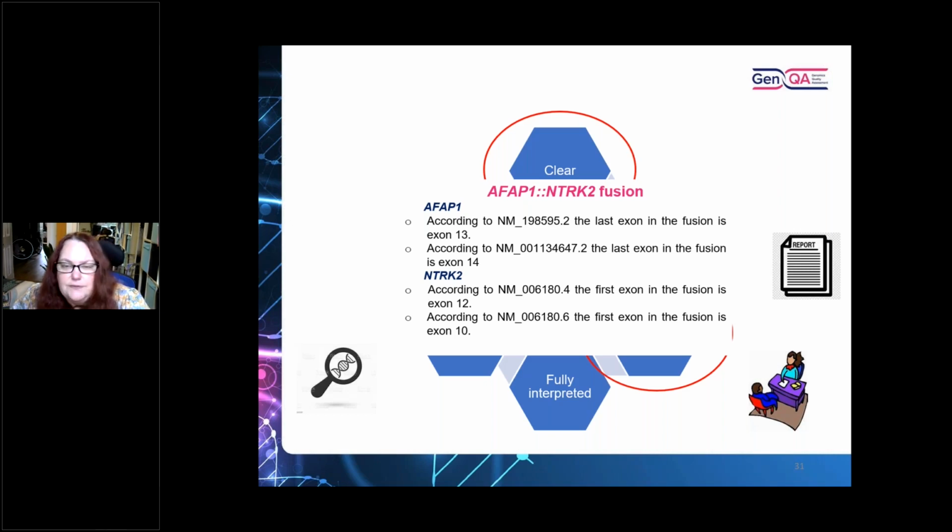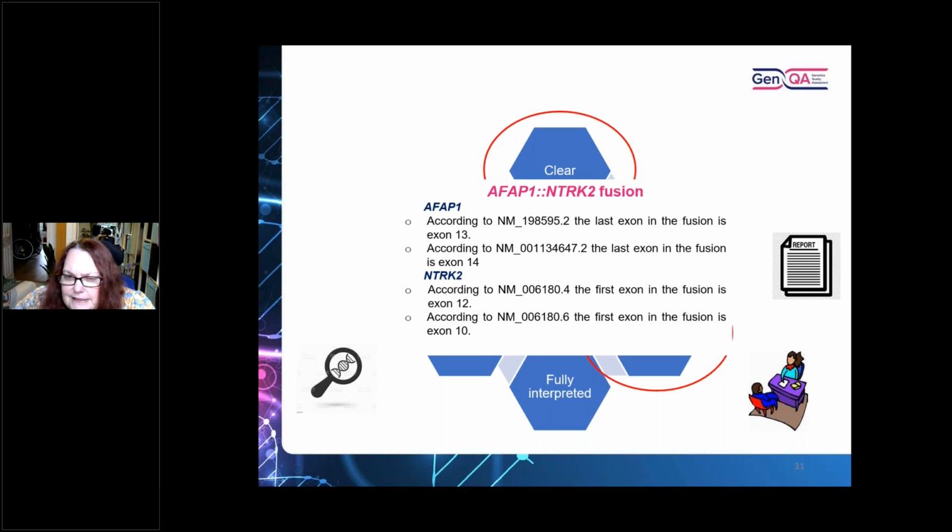And this was one that was particularly complex because there were two reference sequences used for AFAP1, which was one of the partners in the gene. And then for the NTRK2, there's two different versions of the reference sequence where the exon numbering changed between the two versions. So that's something you have to be quite careful of. If you use the most updated version of the reference sequence, is it really aligning with what you've used in your software to generate the data?